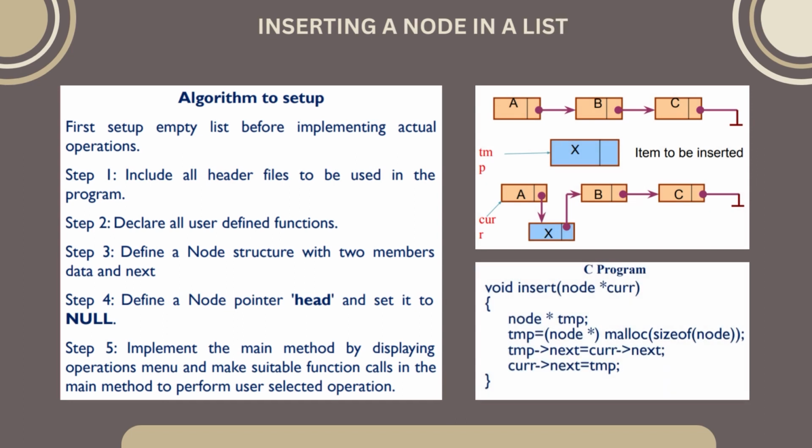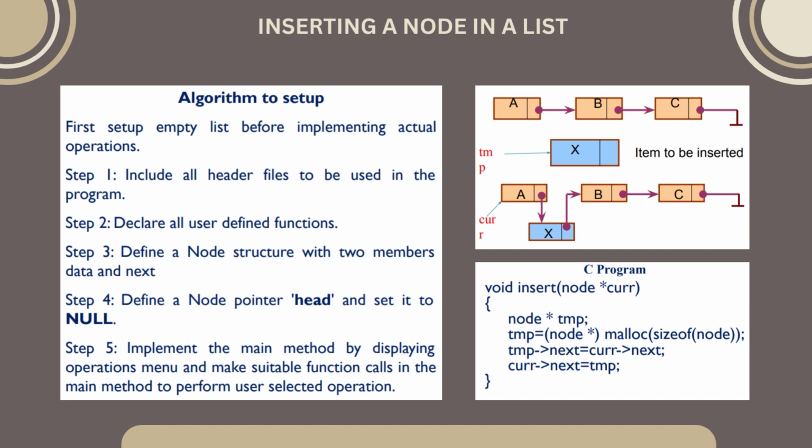Algorithm to set up for inserting a node in the linked list. First of all, we have to make a setup. First, set up an empty list before implementing actual operations. Step 1, include all the header files to be used in the program. Step 2, declare all user defined functions which have to be used for the operations. Step 3, define a node structure with 2 members, data and next parts. Step 4, define a node pointer head and set it to null.